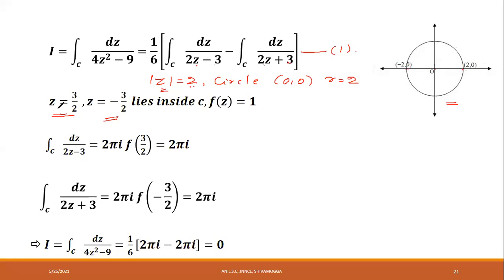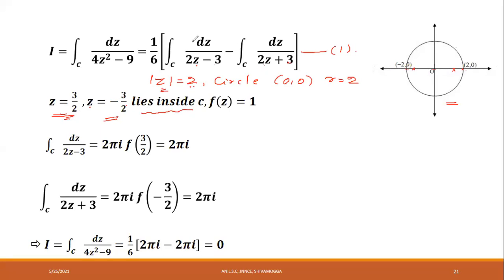Look at the points. Z is equal to 3 by 2, which means 1.5. This is 0, 0 and this is 2. 1.5 comes somewhere here. Therefore, this point lies inside C. Z is equal to minus 3 by 2: this is 0, this is minus 2, and minus 3 by 2 means minus 1.5. It will be somewhere here. Therefore, both the points lie inside C. Therefore, which theorem is applicable? Cauchy's integral formula is applicable.